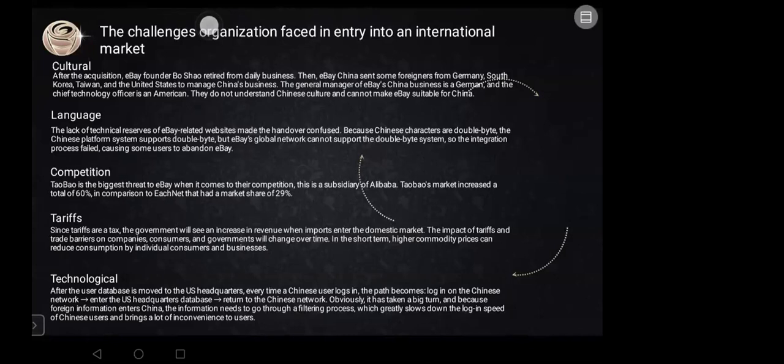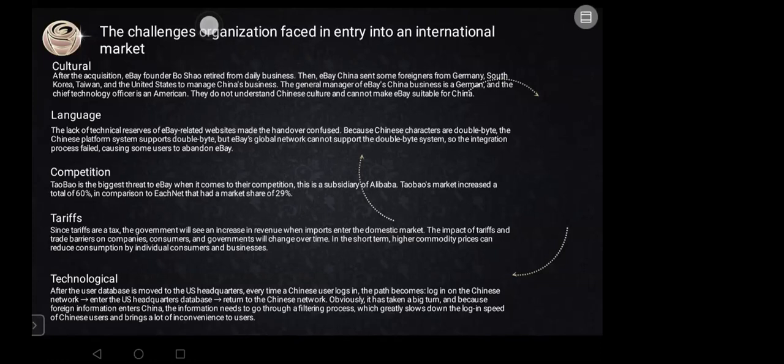Then tariffs are taxes. The government will see an increase in revenue when imports enter the domestic market. So this causes barriers for companies, consumers, and government. In the short term, prices increase, causing reduced consumption by individual consumers and businesses as well. So these tariffs also affect eBay's business.